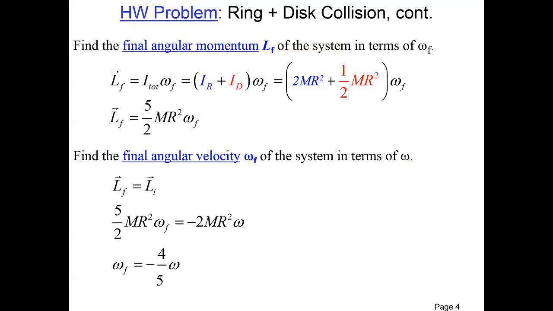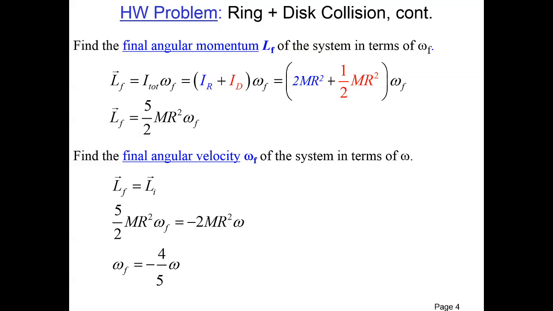The moment of inertia is the combined moment of inertia of the ring and the disk. So it's 2 mr squared plus 1/2 mr squared, so the total is 2.5 mr squared, or 5/2 mr squared. That times the final angular velocity is then the final angular momentum.